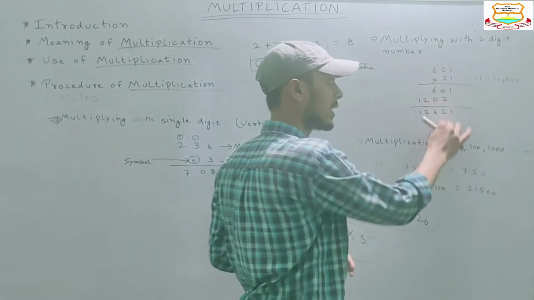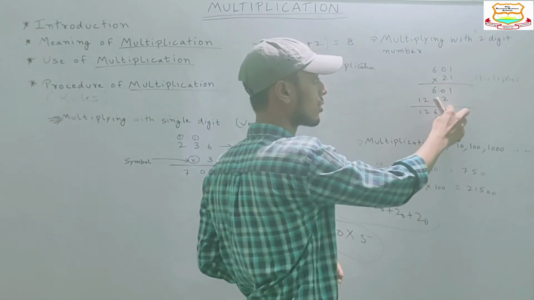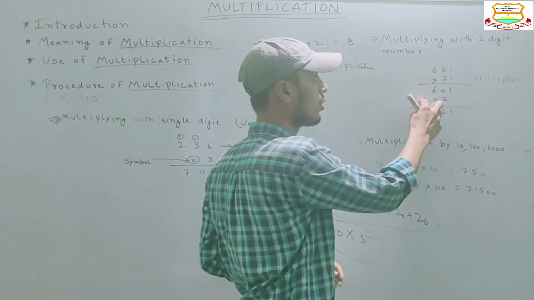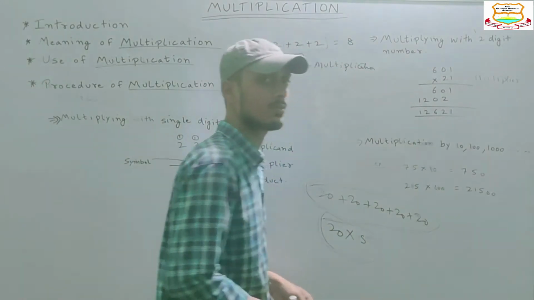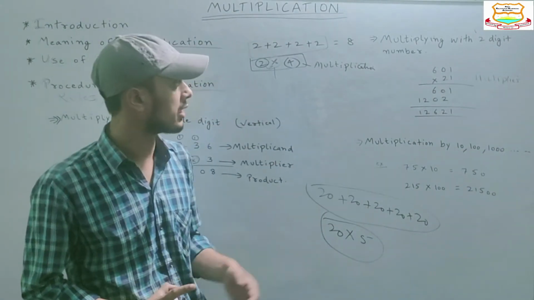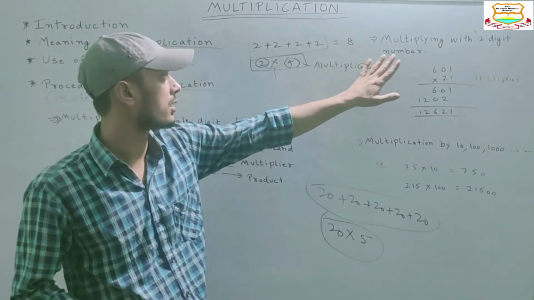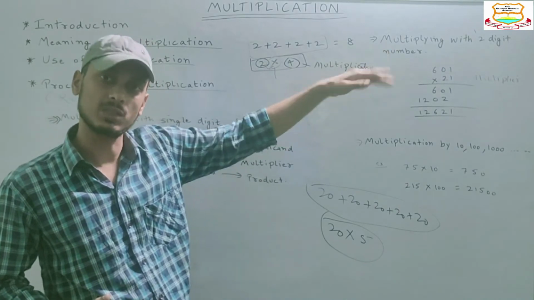Now you need to add these two numbers, 1202 and 6063 0. Then the product is this one. This is the product. Got it? How I have multiplied? It is not so difficult. If you revise and practice more and more questions, you will learn it.